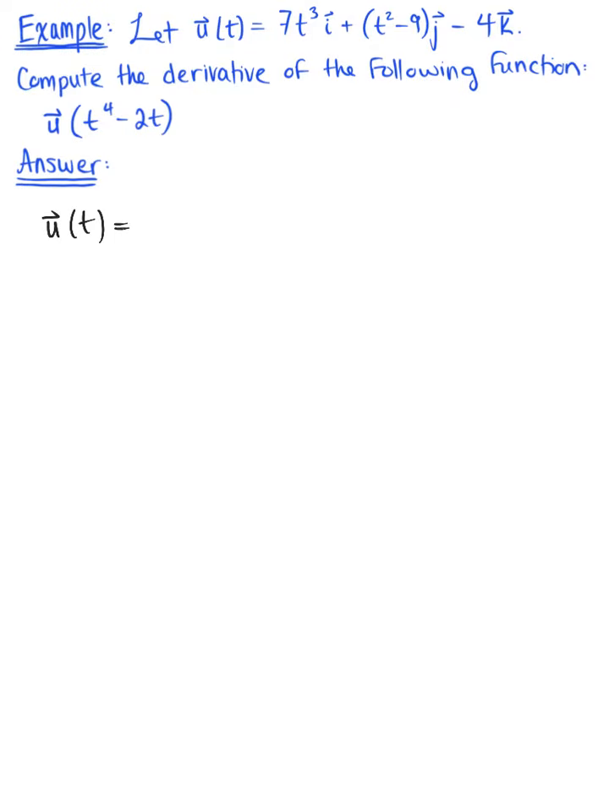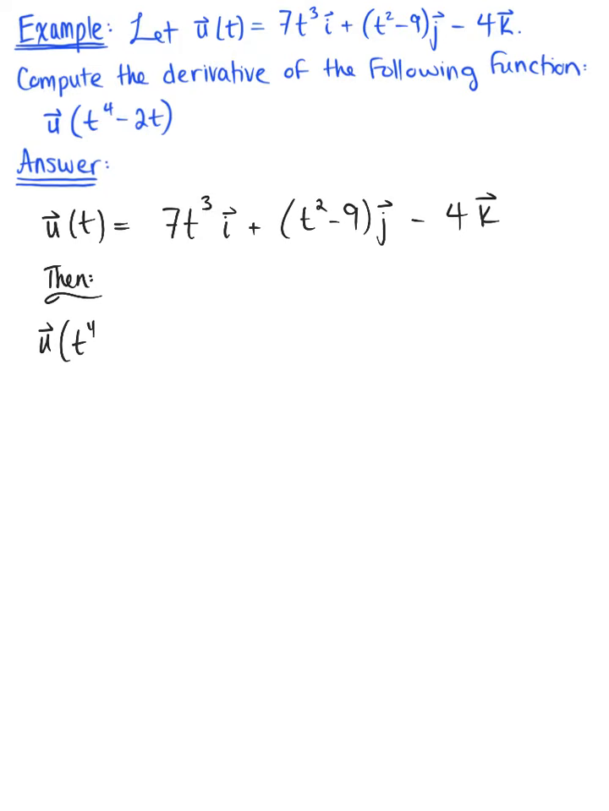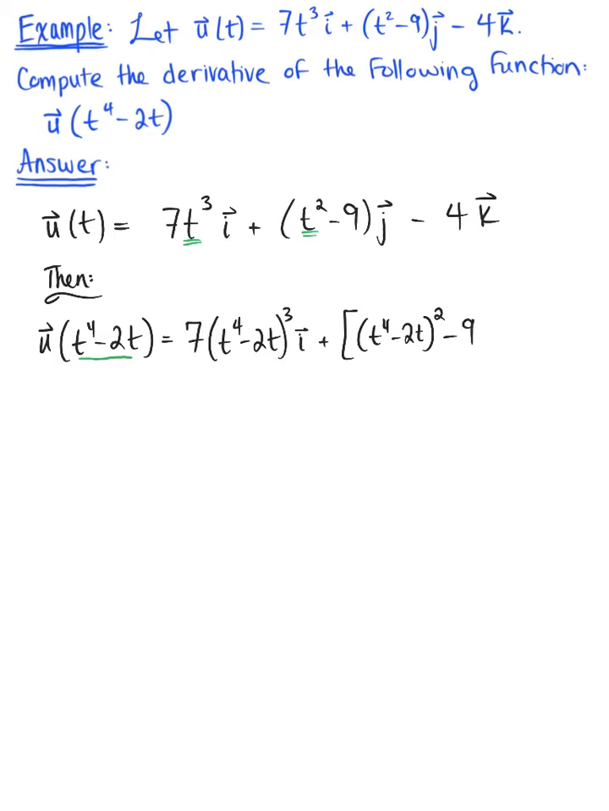So let's just start by thinking about what we need to do. We are given that vector u of t is defined as 7t cubed i hat plus (t squared minus 9) j hat minus 4k hat. So if this is our original vector valued function, then we know that the vector valued function u of (t to the fourth minus 2t) is going to be the same function, except each one of the t's in the original function will be replaced with t to the fourth minus 2t. So what does this leave us with? Well, we're left with 7 multiplied by (t to the fourth minus 2t) cubed i hat plus ((t to the fourth minus 2t) squared minus 9) j hat minus 4k hat. All right, so this is the vector valued function that we want to differentiate.